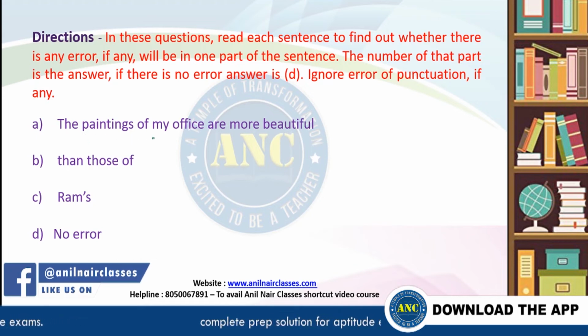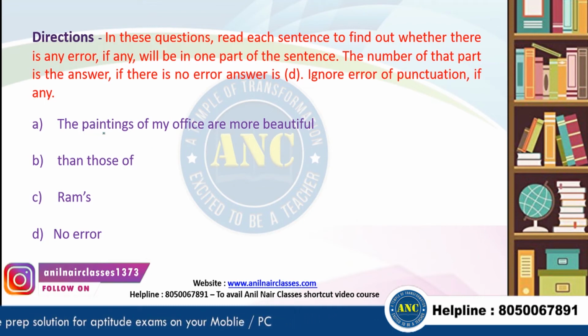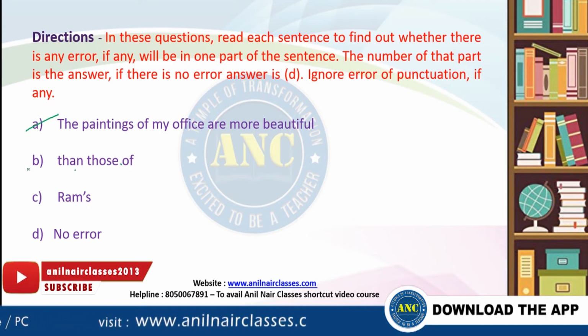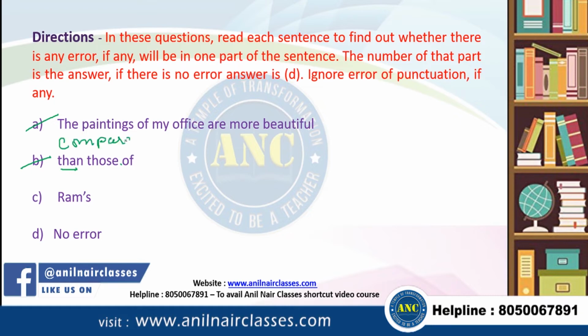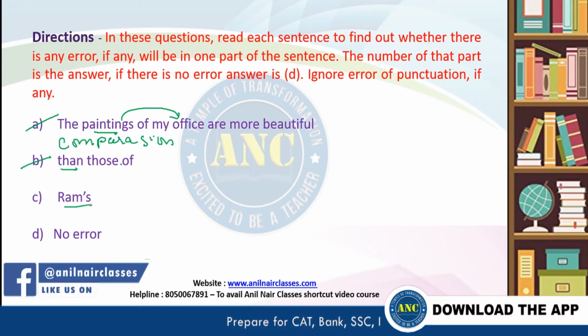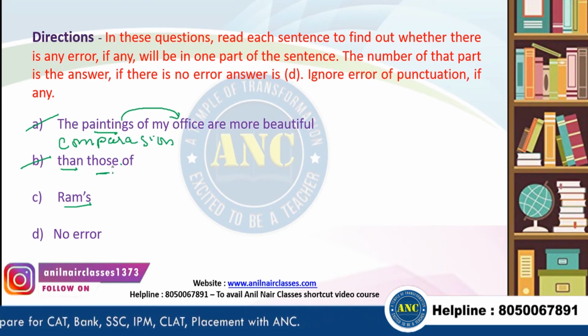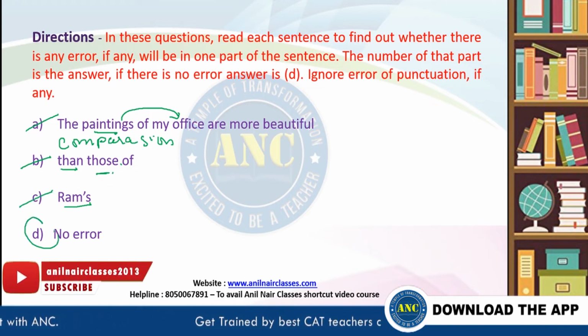The paintings of my office are more beautiful. So, of my office are more beautiful. Everything is fine. Then those of. Then is used for comparison. So you are comparing what? You are comparing the paintings which are present in my office with the other paintings which are present in Ram's office. So here those is a pronoun which is referring to the paintings. So those of Ram's, that's fine, everything is fine, no error, right?